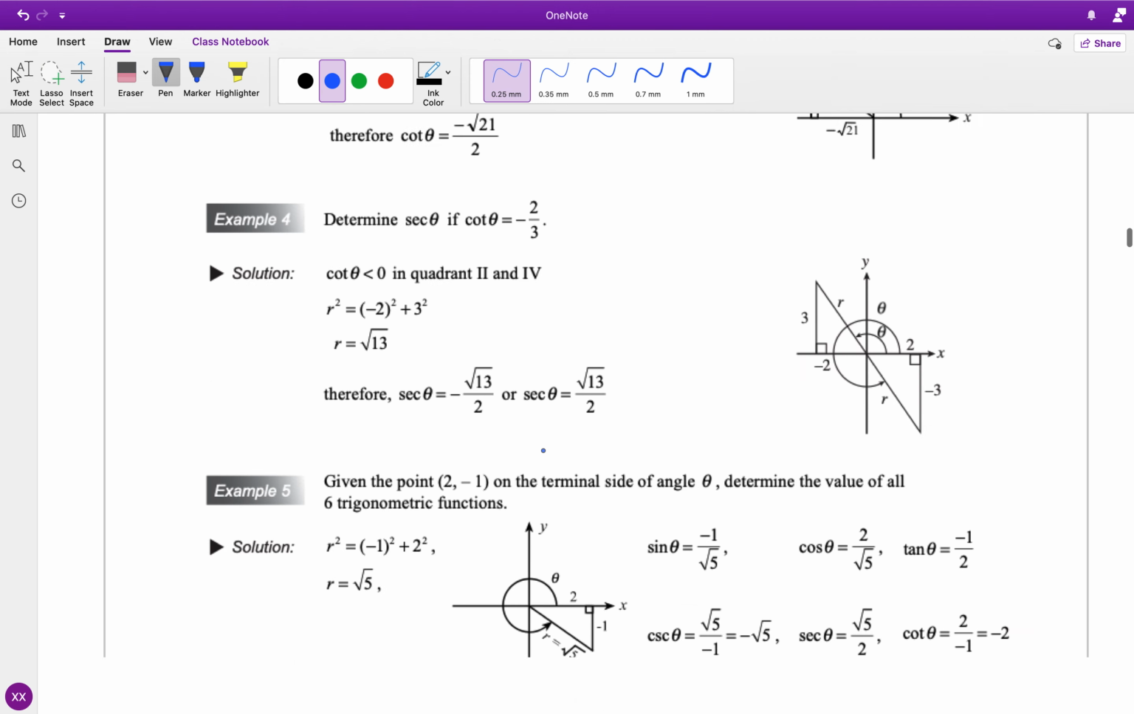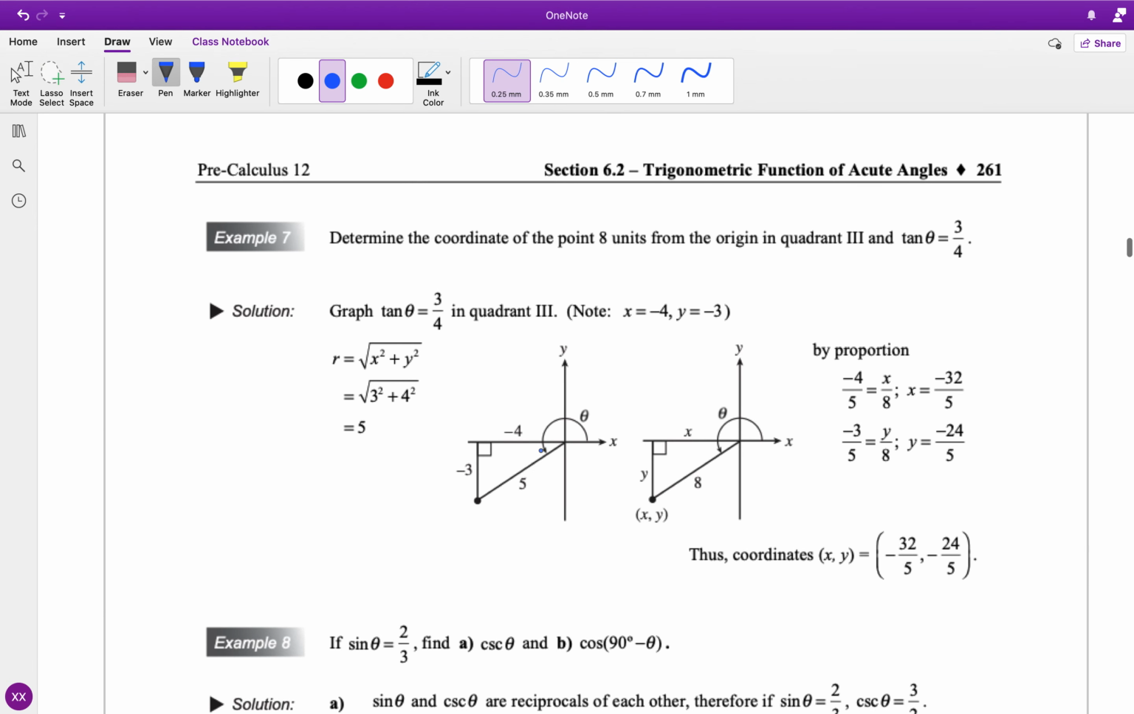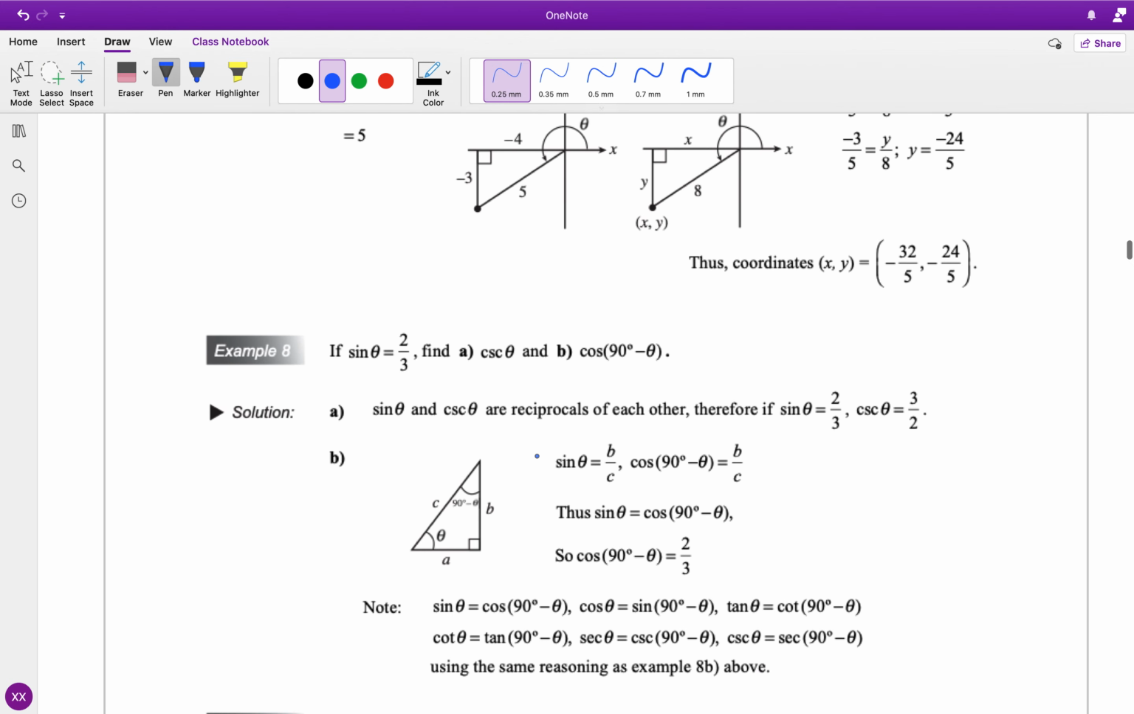Seriously guys, you just need to take a look at all these examples or just dive right into the exercise, and if you find you have some questions or some difficulties, go back to the examples.